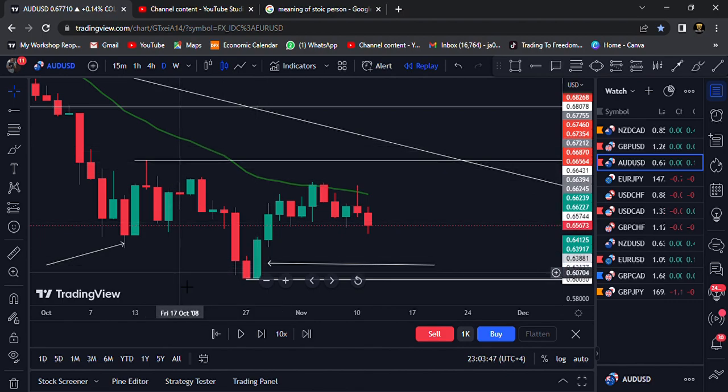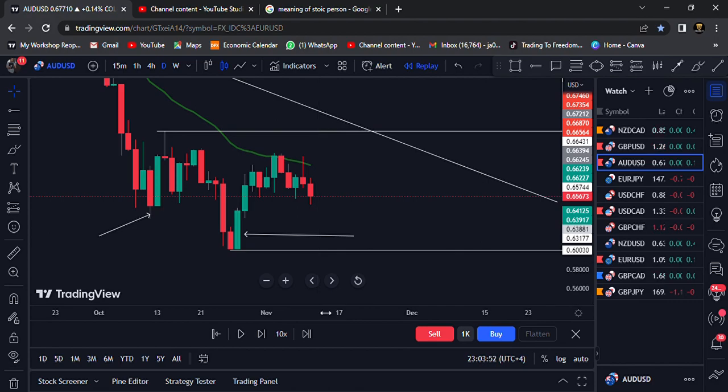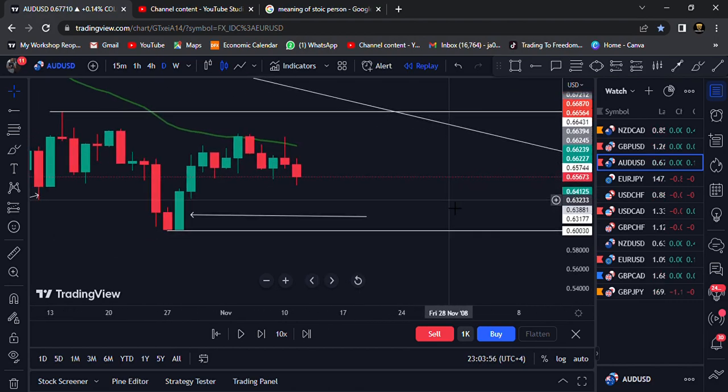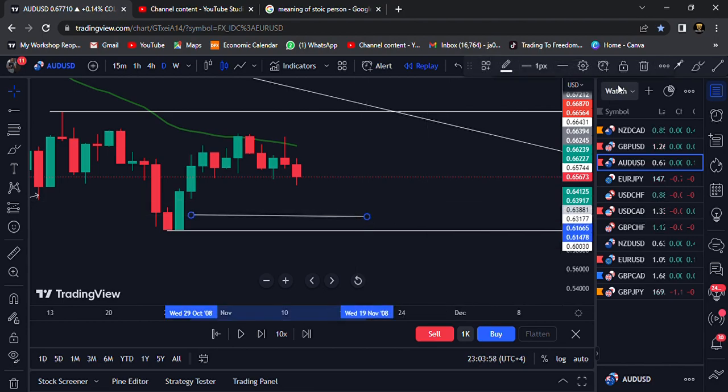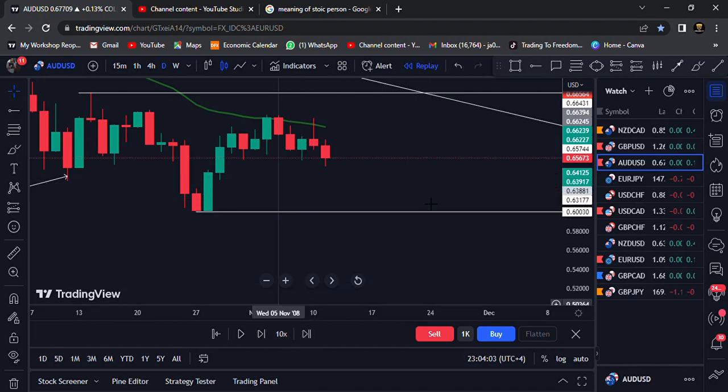So do not minimize the levels, guys. Levels are levels, no matter how near they are. Even if it's 10 pips, it's a level, and you should respect that, and the market will reward you. So let's see what price does.